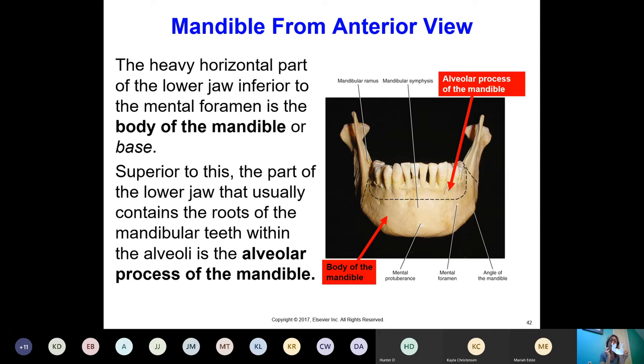And superior, or just above this, is the part of the lower jaw that usually contains the roots of the mandibular teeth, called the alveolar process of the mandible. So we had the alveolar bone that covered the maxillary teeth roots. That's called the alveolar process of the maxilla because it came off the maxilla and wrapped around the teeth. And now you've got the alveolar process of the mandible. This process extends off the body of the mandible and houses the roots of the mandibular teeth. If you rub your finger along your teeth, you can feel the roots, but they're set inside that bone called the alveolar process of the mandible.